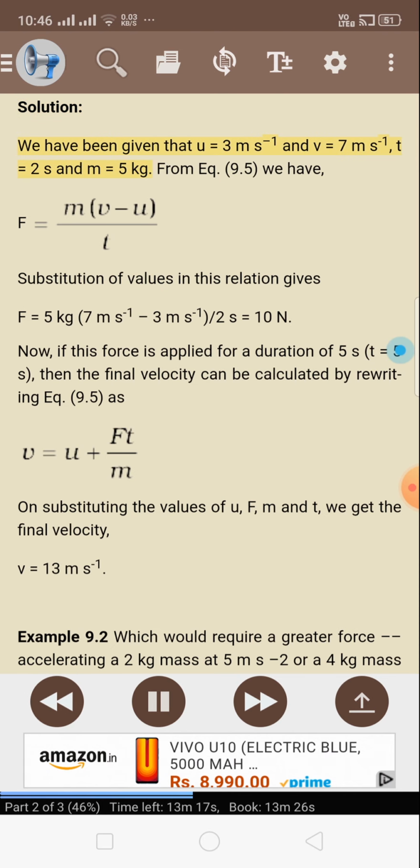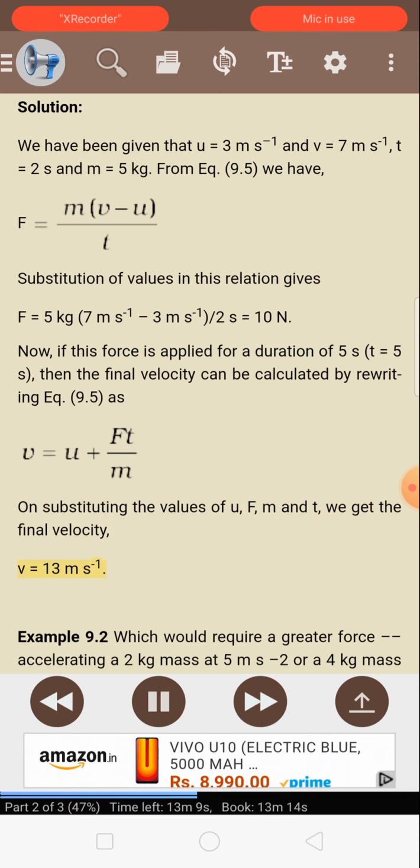Solution. We have been given that u equals 3 m s^-1, v equals 7 m s^-1, t equals 2 s and m equals 5 kilograms. From Eq. 9.5 we have F = m(v - u)/t. Substitution of values in this relation gives F = 5 kg × (7 m s^-1 - 3 m s^-1)/2 s = 10 N. Now, if this force is applied for a duration of 5 s, t equals 5 s, then the final velocity can be calculated by rewriting Eq. 9.5 as v = u + Ft/m. On substituting the values of u, F, m, and t, we get the final velocity v equals 13 m s^-1.